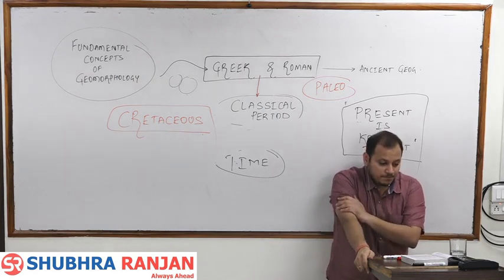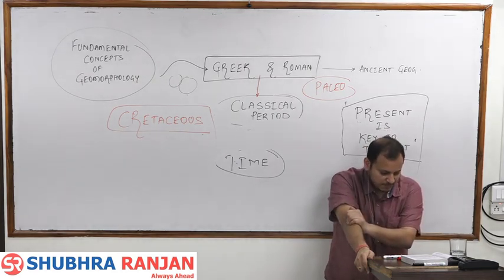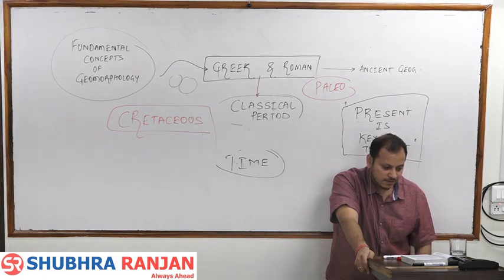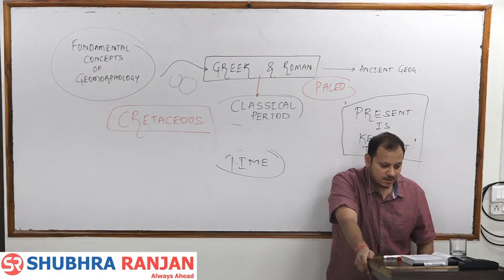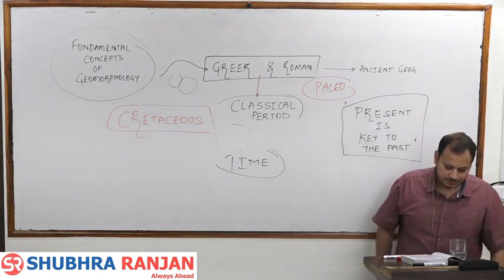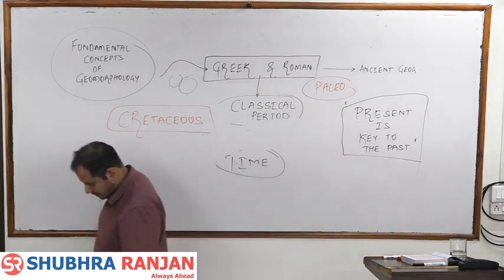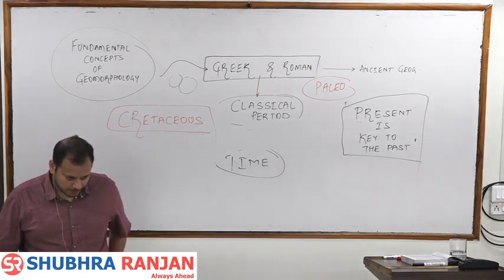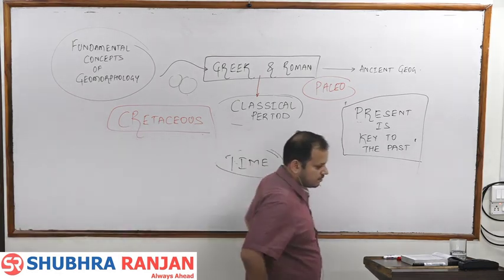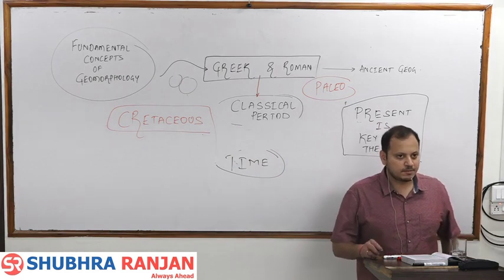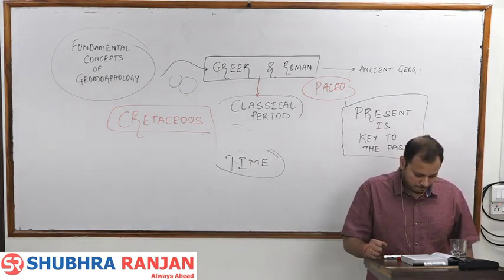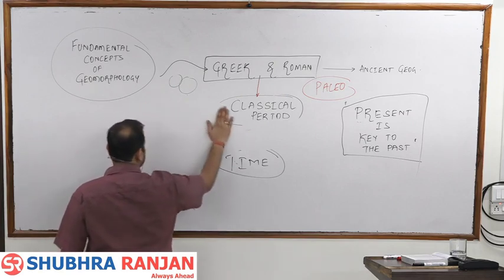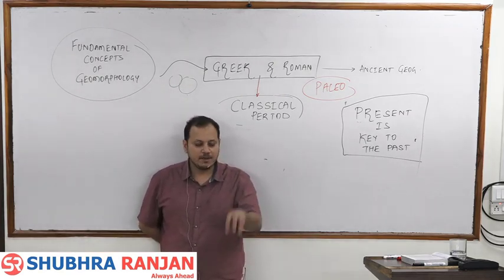So this principle was first given by Hutton in his concept of uniformitarianism, which is based on present is key to the past. The same processes that operate today operated in the past.